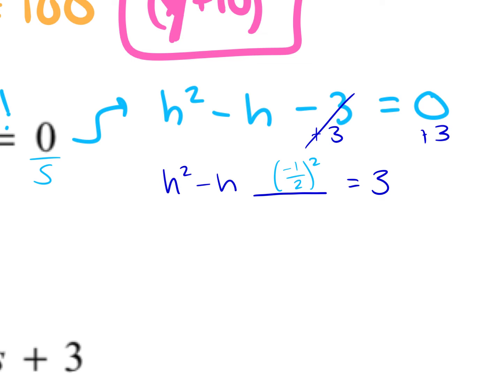What is negative 1 over 2 squared? Awesome. I would square the negative 1 and square the 2, so that would be 1/4. So I'm adding 1/4 on the left side. Where else do I have to add 1/4? To the right side too. What's going to go into my parentheses squared?